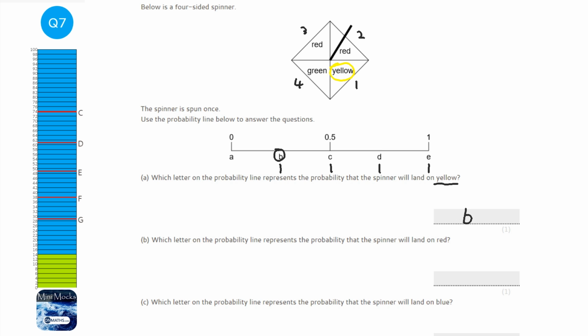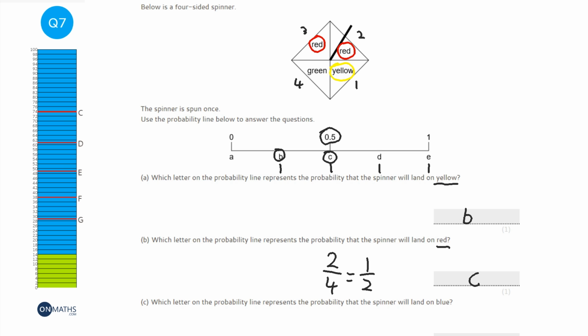Which letter represents probability of landing on a red? So we have 2 reds there, so that's going to be 2 quarters. So we've got 1 quarter and 2 quarters would be at C. Now 2 quarters is the same as a half, which is what the 0.5 there is.